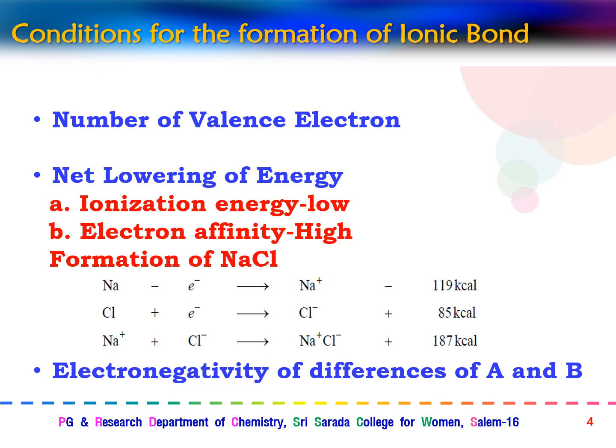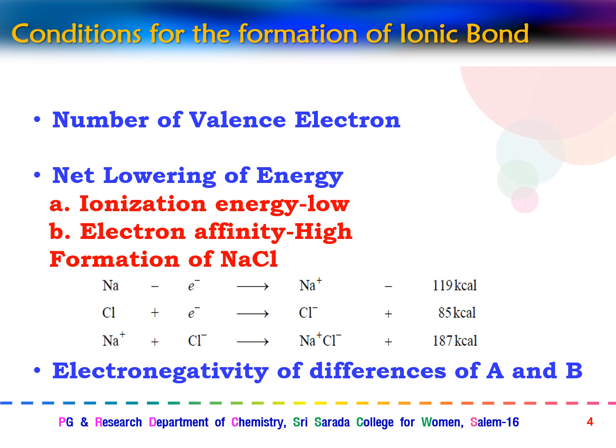Now let us see what are the conditions for the formation of an ionic bond. The first one is the number of valence electrons. Suppose the ionic bond is formed between A and B, the atom A should possess 1, 2 or 3 valence electrons, while the atom B should have 5, 6 or 7 valence electrons. The elements of groups 1A, 2A and 3A satisfy these conditions for atom A, and those of groups 5A, 6A and 7A satisfy these conditions for atom B.